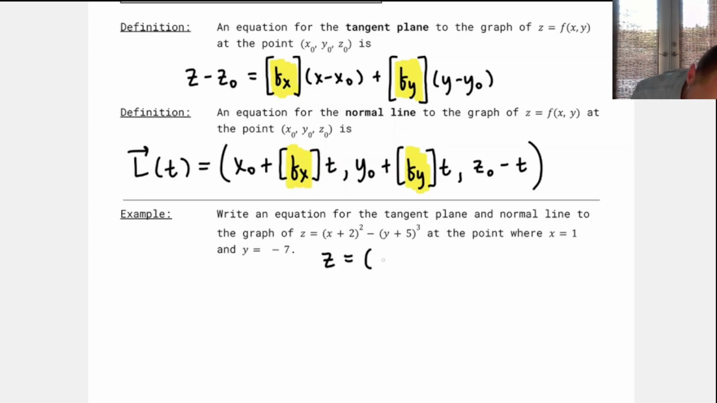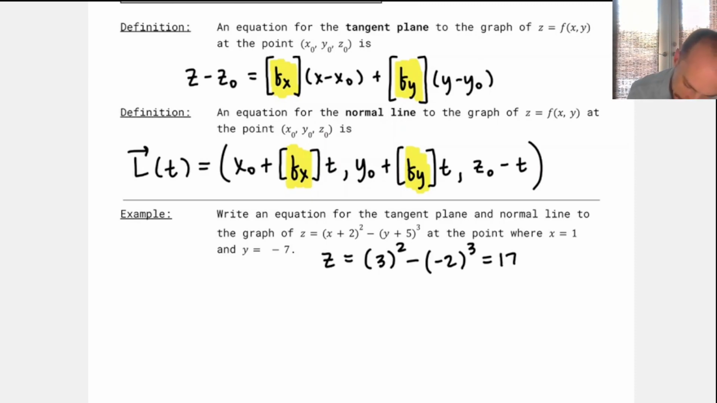equal 1 plus 2 is 3 squared, minus a negative 7 plus 5, which is negative 2, to the third. So 9 plus 8 is equal to 17. Okay, so I've got my z-coordinate there.